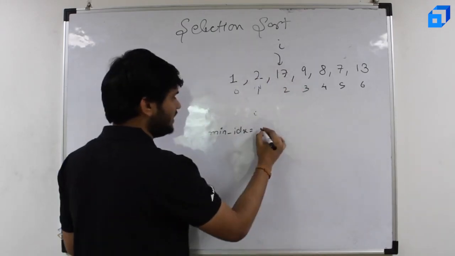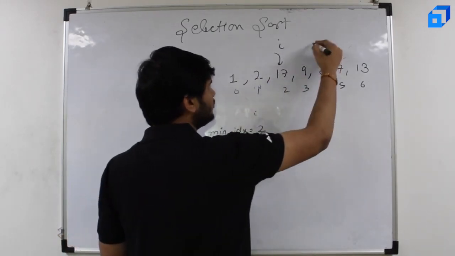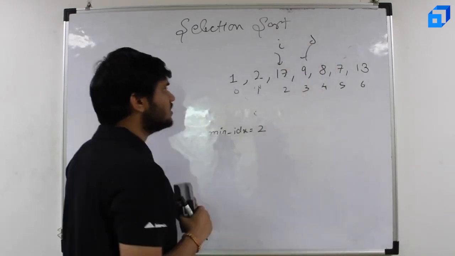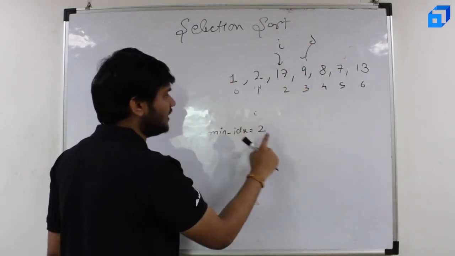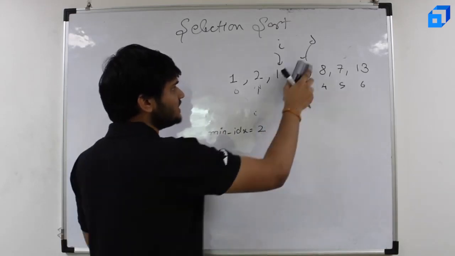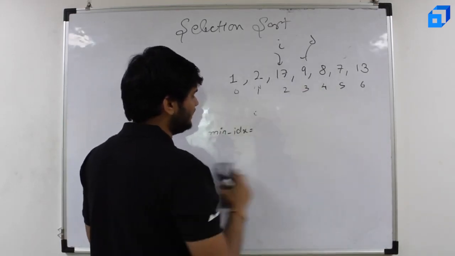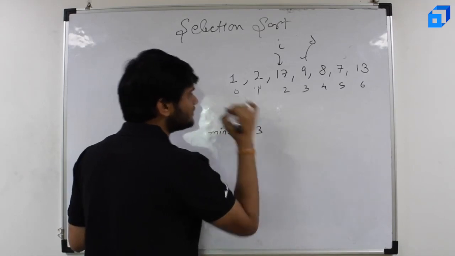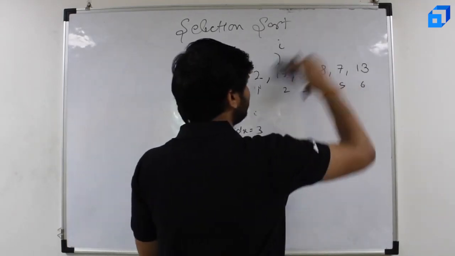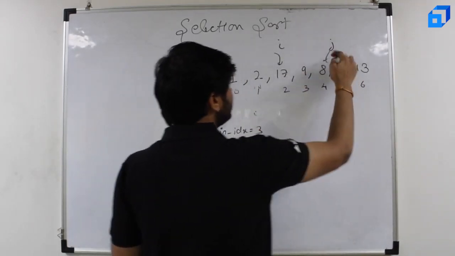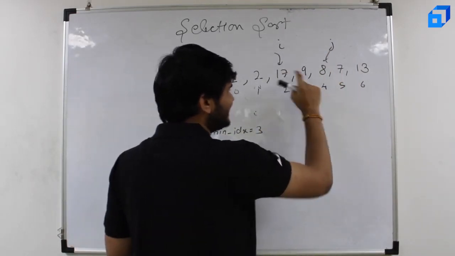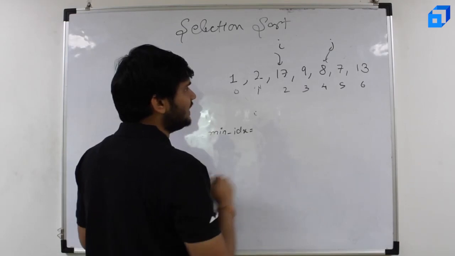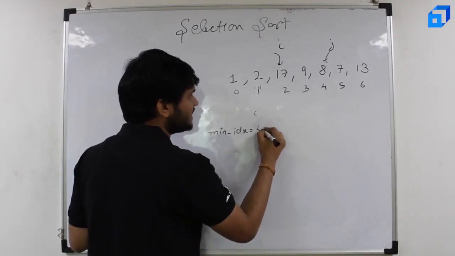Now again the minimum index will be equal to 2, I will be pointing to 2, and j will start from I plus 1. So again, is 9 less than 17, because 17 is pointed by the minimum index? Yes, 9 is less than 17, so we will update the value of the minimum index, that is 3. Now we will increment the value of j. So j is pointing to 8, and the minimum index is pointing to 9. Is 8 less than 9? Yes, 8 is less than 9. We will again update the value of the minimum index as 4.